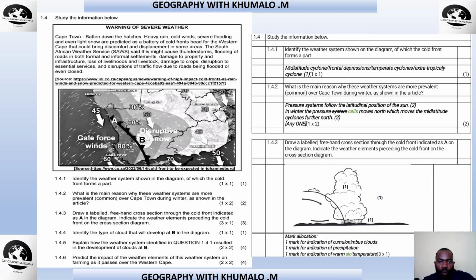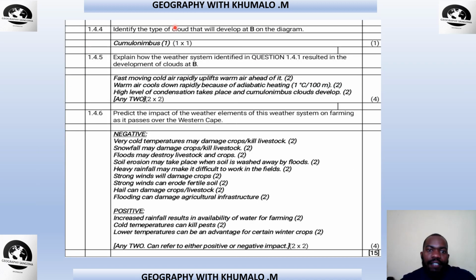Then we move to question 1.4.4. Identify the type of clouds that will develop at B on the diagram. Now, that will be cumulonimbus clouds. We know that the cold front is associated with the tall cumulonimbus clouds.